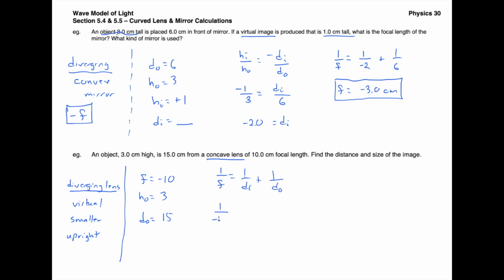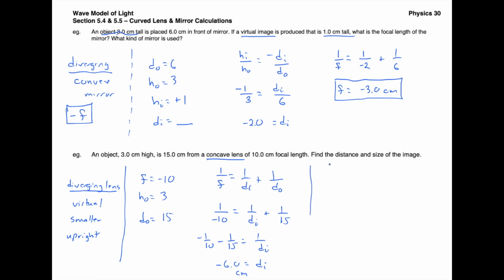I get 1 over negative 10, and again, negative is going to be very important to put in there. 1 over DI, which is what I'm looking for. And then I get 1 over 15. So when I move this 1 over 15 over, I get 1 over negative 10 minus 1 over 15. And that'll then equal my 1 over DI value. So I can subtract those two. And then don't forget to take the reciprocal when you're doing that. And what you'll end up with is negative 6.0 for your DI value. And that'll be in centimeters, of course. Now don't forget that that is a negative, and we're expecting a negative because we have that virtual image.